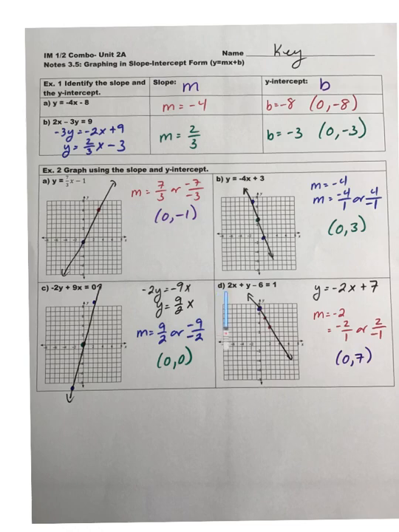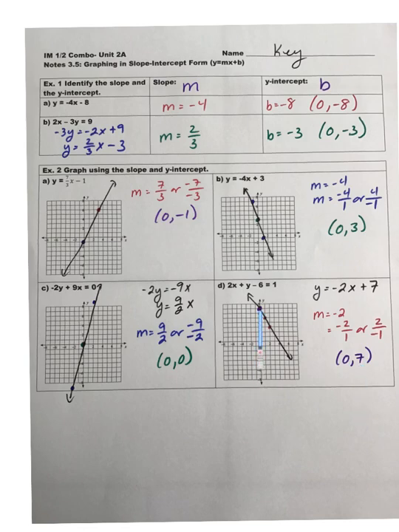Alrighty, so D, 2x plus y minus 6 equals 1. So I need to get the y by itself, so I'm going to subtract 2x, and I'm going to add 6, and I get y equals negative 2x plus 7. So my slope is negative 2, which could be negative 2 over positive 1, or positive 2 over negative 1. My b value is 7, so my y-intercept is at (0, 7).